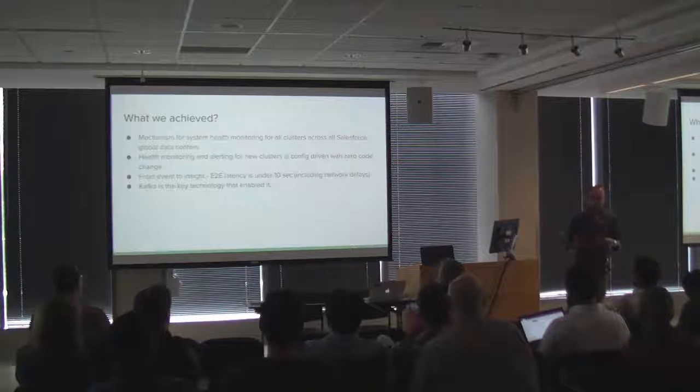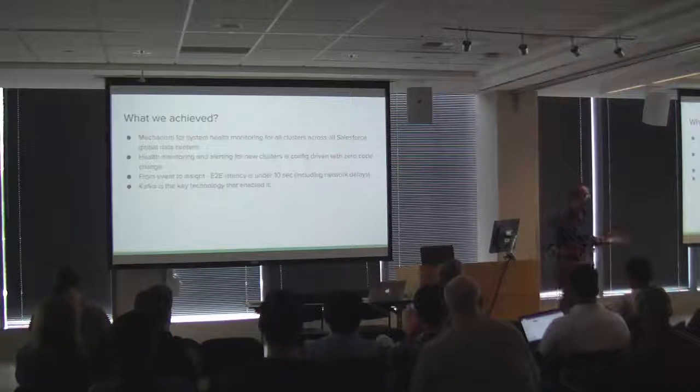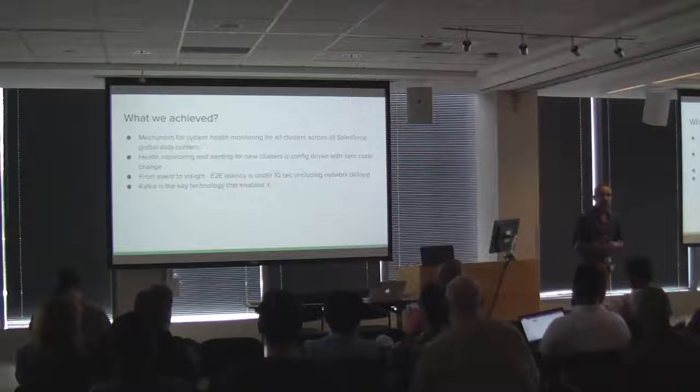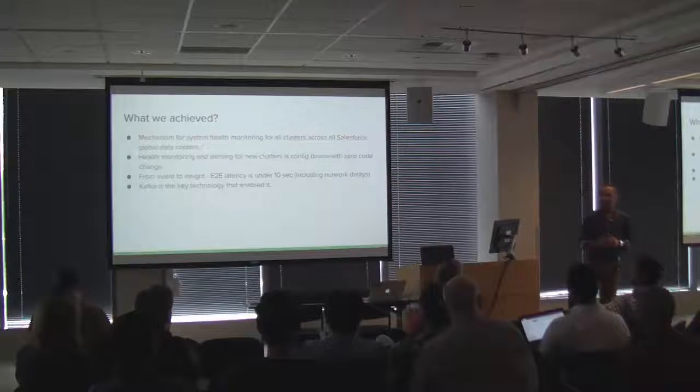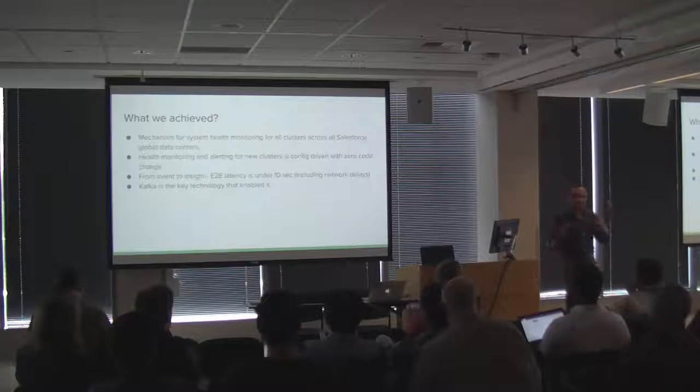We continue building our clusters and bringing new data centers online. One of the key goals was that as we increase our footprint, we don't have to go back and make code changes to understand the health of all those new systems coming up, so we deliver it config driven. From event to insight, the end-to-end latency, including network delays, is under 10 seconds. It's fairly quick, and it's one of the key things leveraged by the site reliability team. Kafka is the technology that enabled it by gluing everything together.